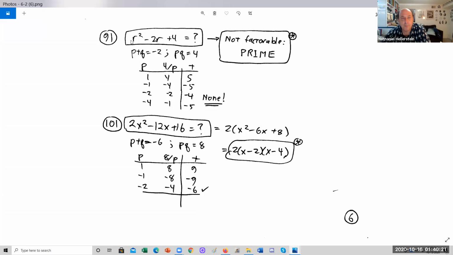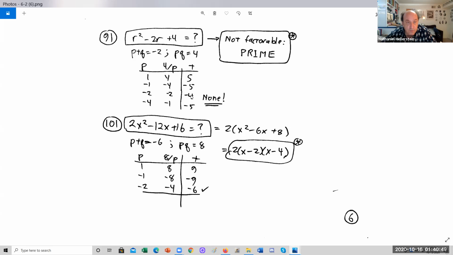Here's a cute one. R squared minus 2R plus 4. P and Q have to sum to -2, and their product has to be 4. So whatever P is, Q is 4 over P, and then we look for the sum. 1 for P gives you 4 for Q. The sum is 5. Wrong sign. -1 for P, -4 for Q. Sum is -5. Not quite the right size. -2 for P, -2 for Q.